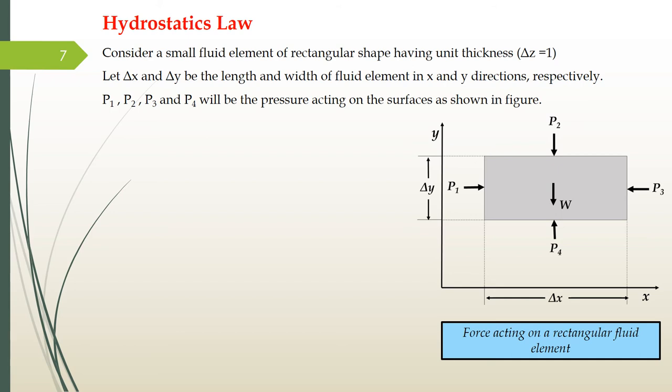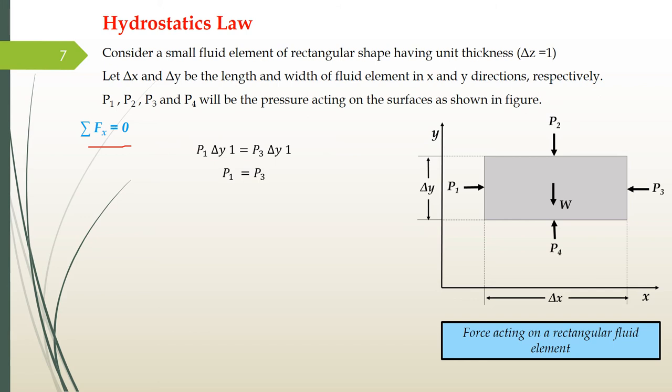directions. So P1, P2 and P3 are the pressure components which are acting normal to that particular surface, and W is the weight which is acting in the downward direction. So here also we will try to solve the equation for the forces in x direction equal to 0. So certainly P1 multiplied by this area, it is P1 multiplied by delta y multiplied by 1, because delta z is equal to 1. So it will be equal to P3 into delta y into 1.